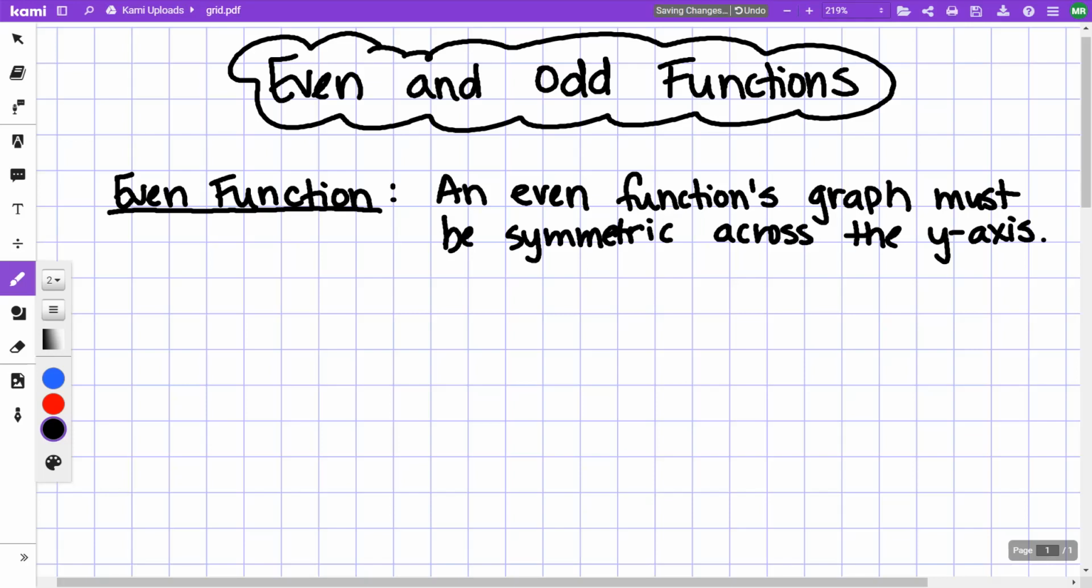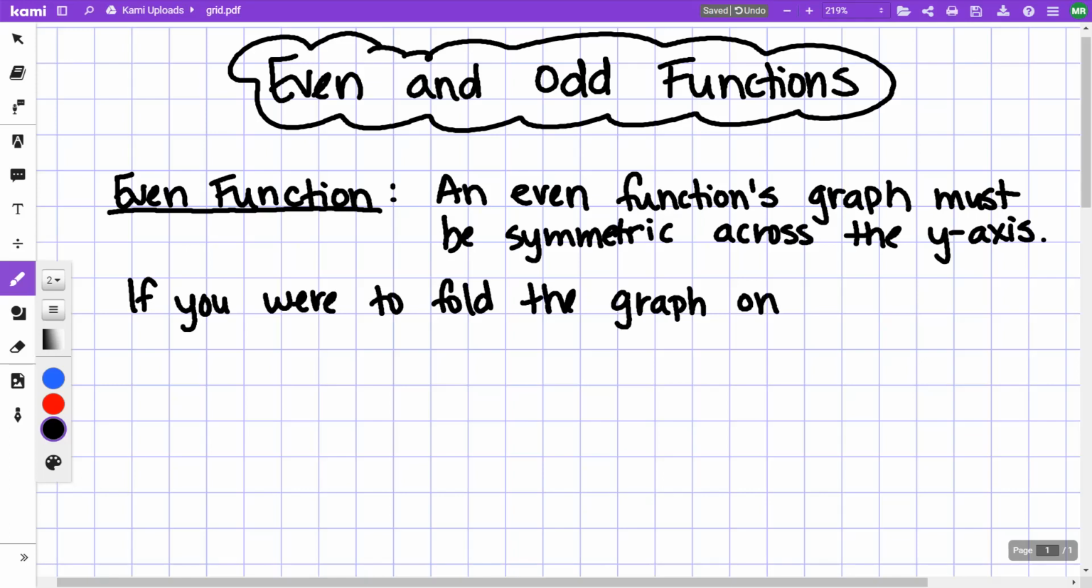So basically, if you were to fold the graph on the y-axis, it should be the same on both sides. The graph should be the same on both sides.